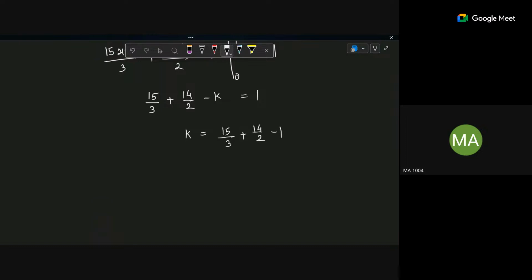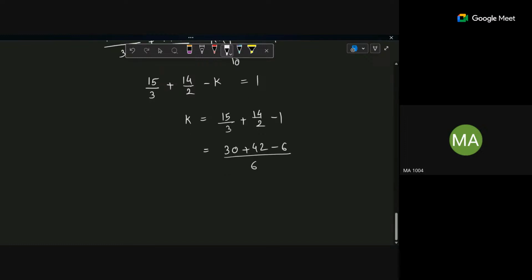What is this calculation giving to you? 15 multiplied by 2 is 30, plus 42, minus 6. So k is equal to 11.